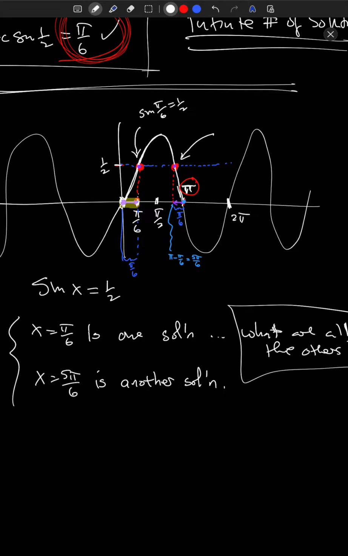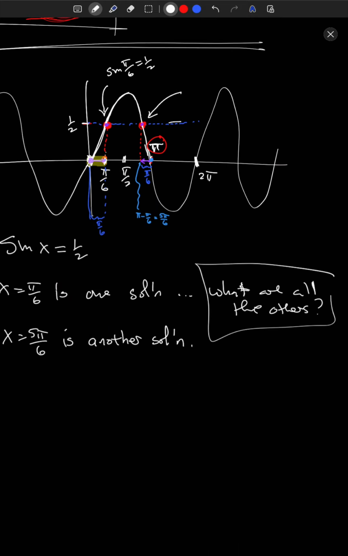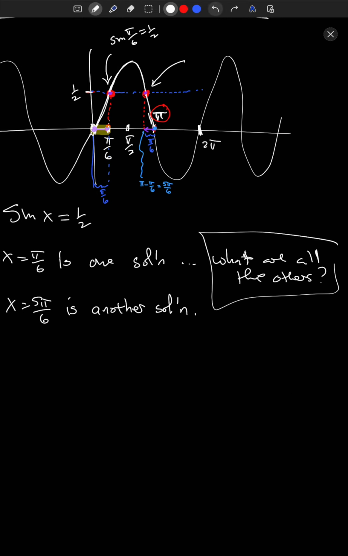Now, notice I've only looked between 0 and pi. When I drew this horizontal line, I only cared about the region between 0 and pi. That's because if I find what happens with sine between 0 and pi, then because sine is periodic, because it repeats every 2 pi, sorry, did I say 0 and pi?